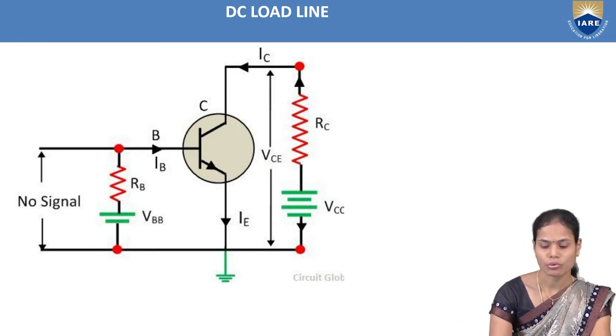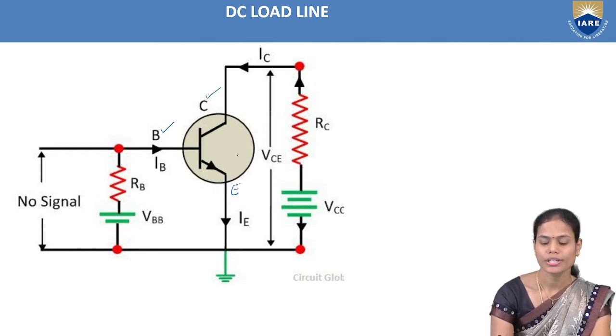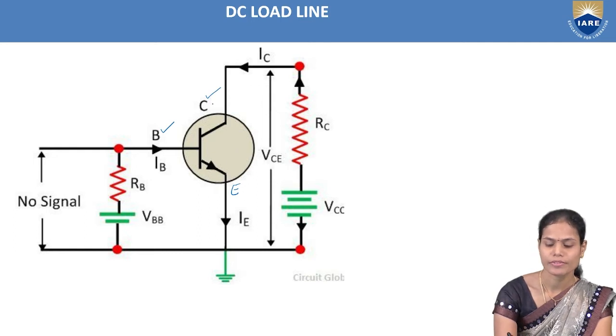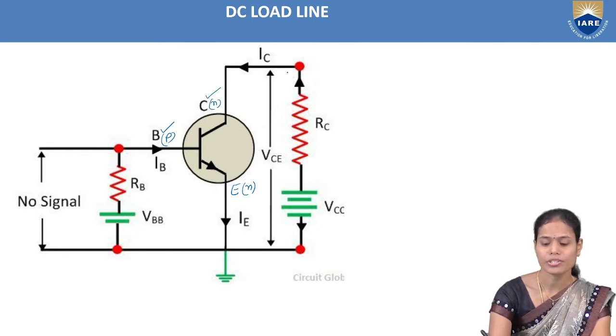For that purpose, we are connecting here: this is the base, this is the collector, and this is the emitter terminal of the amplifier. Here I am taking the NPN transistor. Here it is N, here it is P, and here it is again N type of material. The input junction is the base to emitter junction. The output junction is the collector to emitter junction in the case of common emitter configuration.